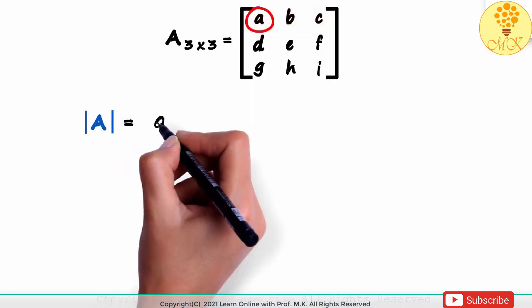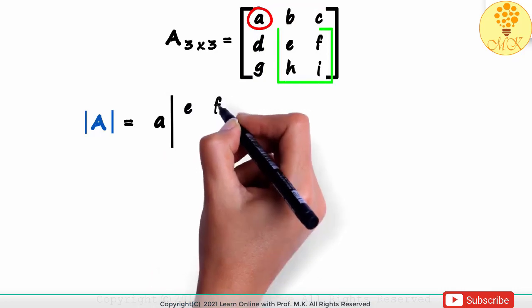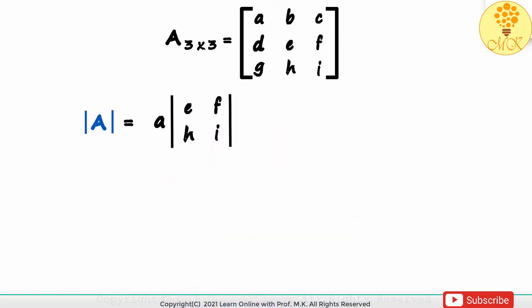The first element is A. Now the element A will be multiplied with something. Multiplied with what? The element A is the 1/1th element, first row, first column. It will be multiplied with the determinant of whatever remains after excluding the first row and the first column. We exclude the first row, we exclude the first column, and what remains is a set of these four elements. A will be multiplied with the determinant of EF, HI. And we know how to find the determinant of a 2x2 matrix.